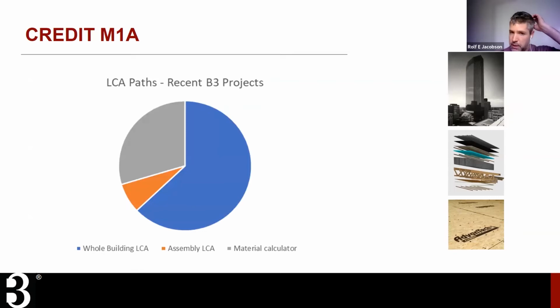So of the recent B3 projects, this is a pie chart showing what paths are being used. Most people are selecting the whole building LCA modeling path. Very few are doing the assembly level LCA path. Quite a number, though, are still using the material calculator. That's the default path, actually, for small projects, just because it's so much less time intensive.